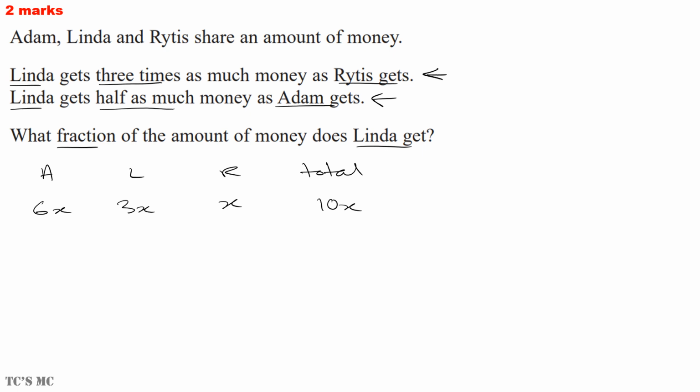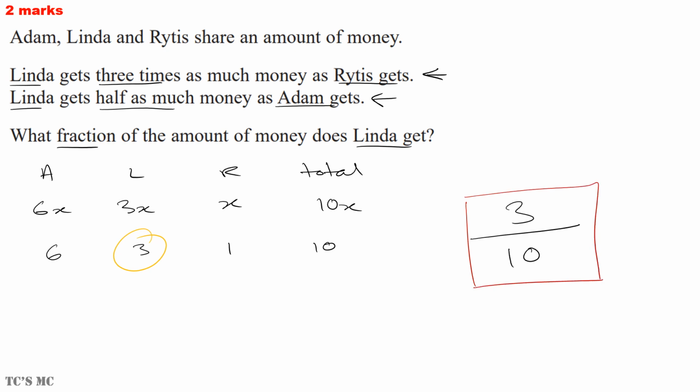Before continuing, I am going to divide everything by x. So now I have 6, 3, 1. The total shares is 10. The fraction then must be out of 10. We are only looking at Linda's amount. Linda got 3 out of a possible 10. And now we have our second mark.